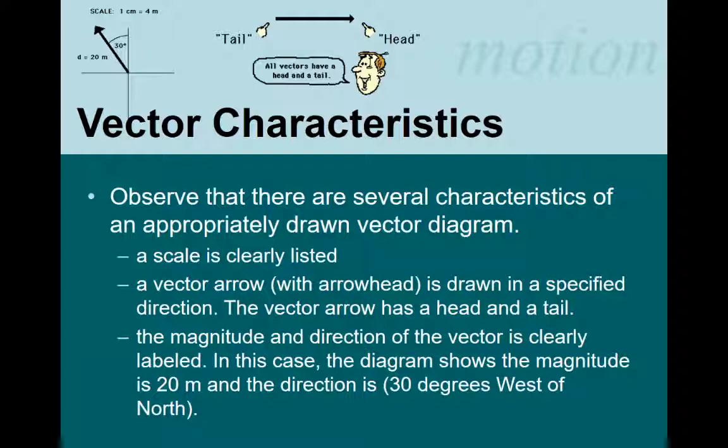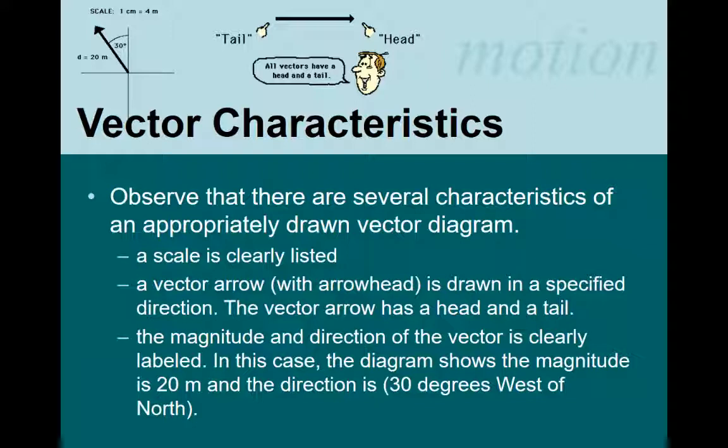And this is going to be a key piece that we're going to play with when we start defining speed versus velocity. If it has a direction to it, that's going to be a vector. Without the direction to it, it's going to be scalar, because a scalar is still going to have a magnitude to it, but it's not going to have direction. So the combination of the magnitude and the direction of the vector is clearly going to be labeled. In this case, the diagram shows a magnitude of 20 meters in the direction of 30 degrees west of north, and you can see that from the diagram in the upper left.